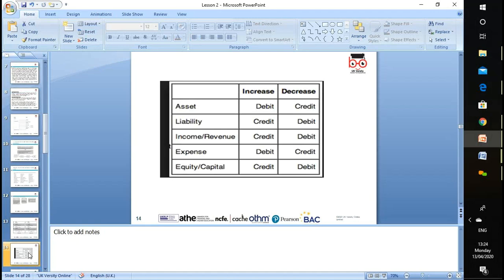So I put it one slide further. Asset means anything you own, anything that has economic value: property, plant, equipment, cash, receivables. These are all my assets. When an asset increases, when your cash increases, you do a debit. When your cash decreases, you credit the cash balance in your books. And liability means anything you owe, a legal obligation. By law we have to pay, and normally it is a credit.